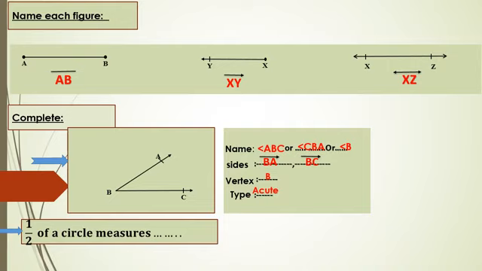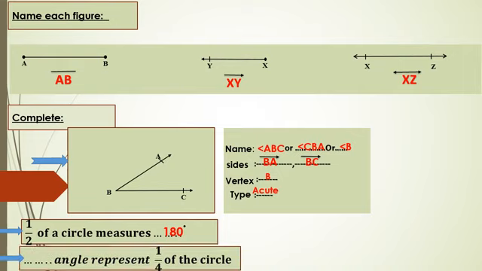Half of a circle measures 180 degrees. What angle represents quarter of the circle? 1/4 of the circle. Right angle. Right angle represents quarter of the circle.